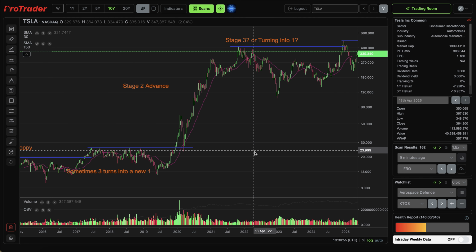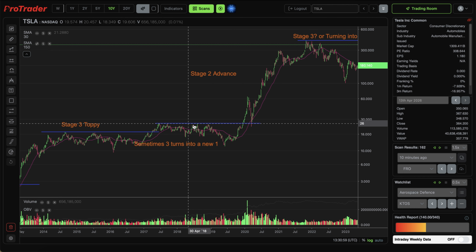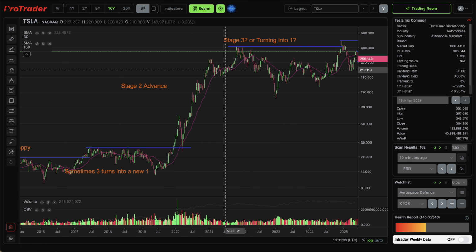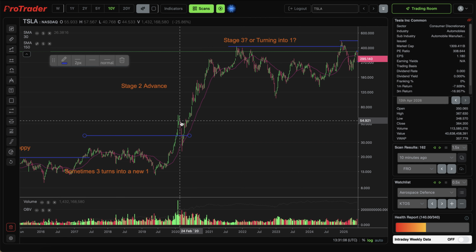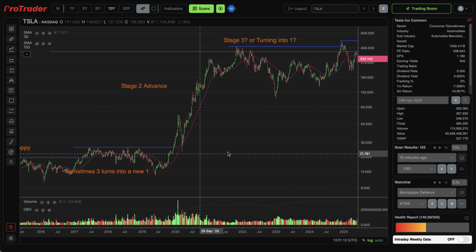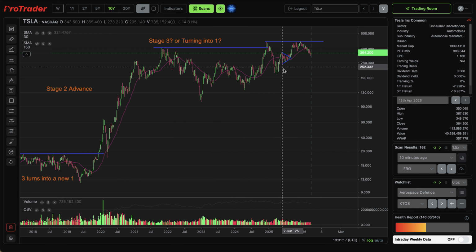Then it starts breaking out again. So now you know that that stage 3 was probably a stage 1, and then it breaks out, forms a new stage 2 advance. This is this COVID blip. I remember it. It was violent at the time, but now you look back and it's just a tiny little blip, isn't it? Anyway, you get this new stage 2 advance.